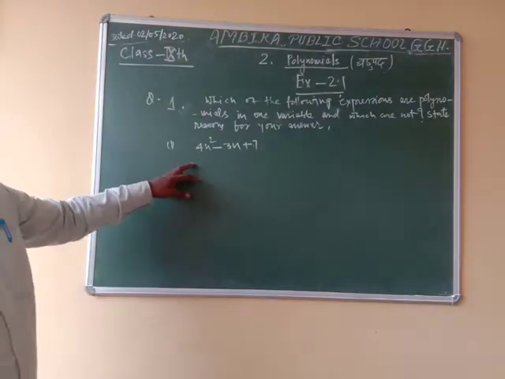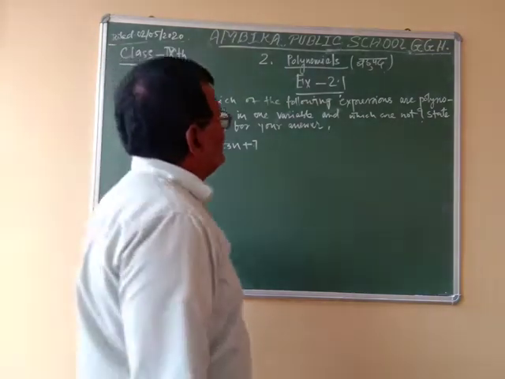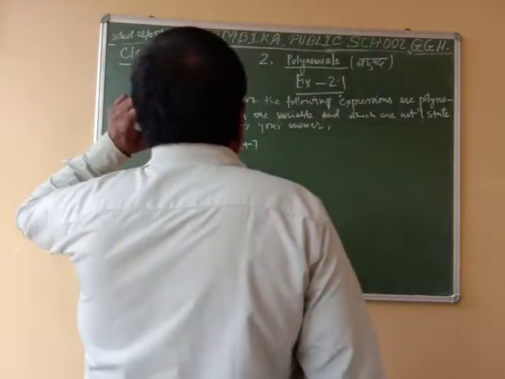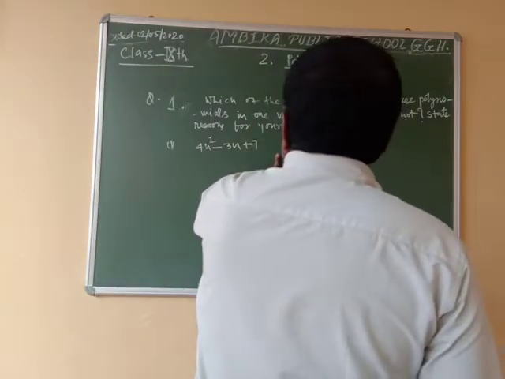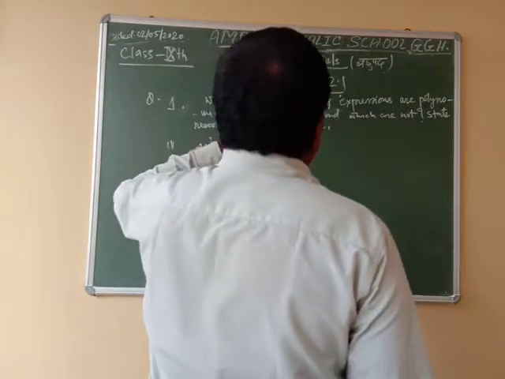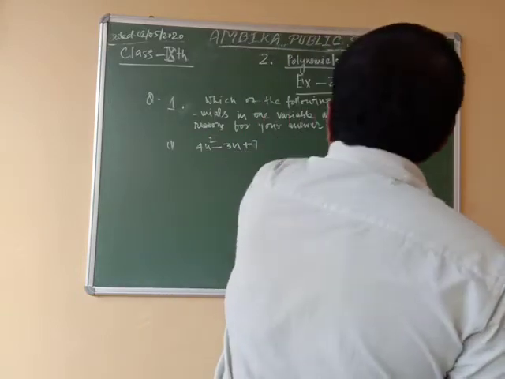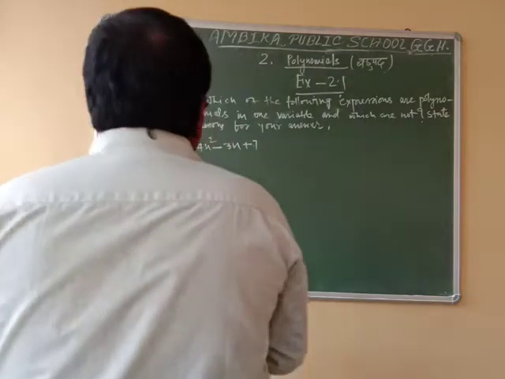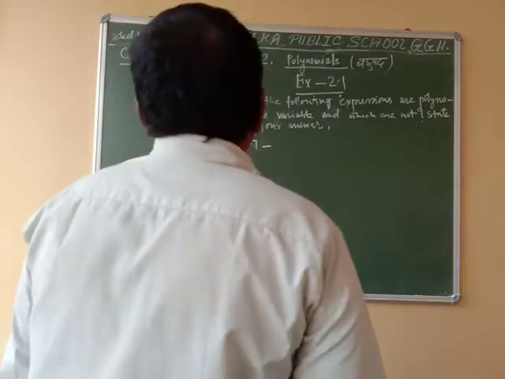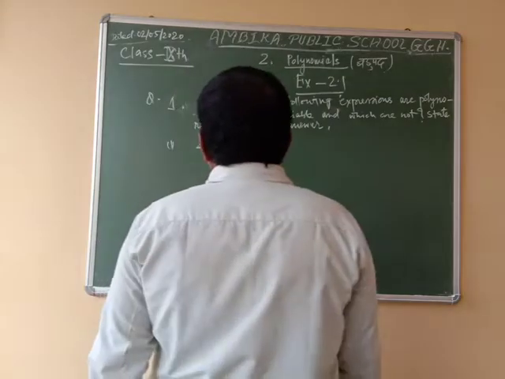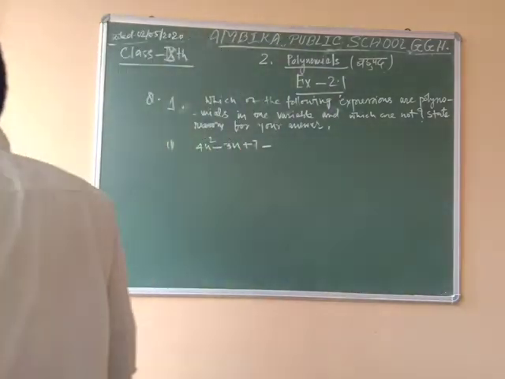This is an algebraic expression, and we have to show whether these expressions are polynomials in one variable or not. एक चर में बहुपद है या नहीं, यदि नहीं है तो उसका उत्तर दें. 4x स्क्वायर माइनस 3x प्लस 7.